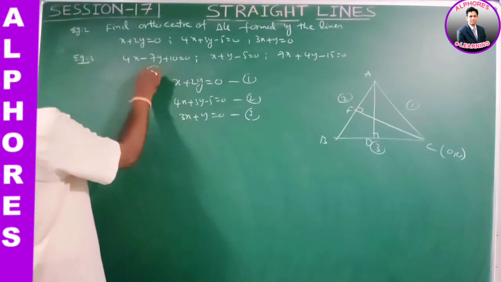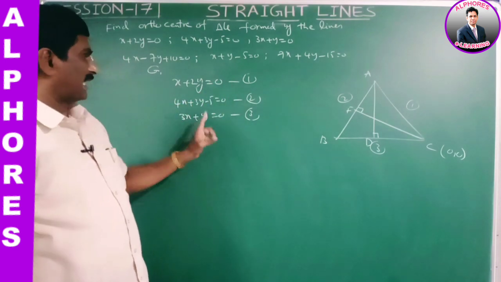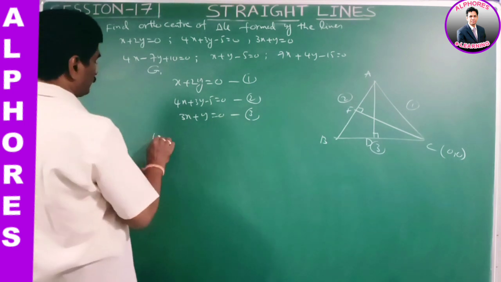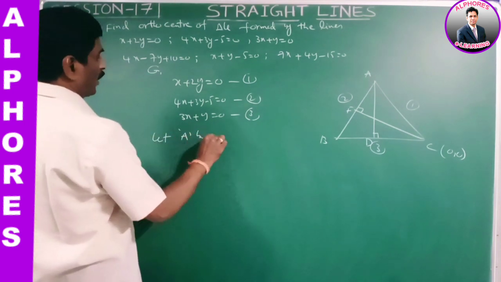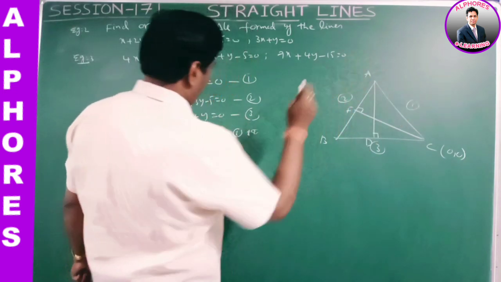Given equations: x plus 2y is equal to 0, 4x plus 3y minus 5 is equal to 0, 3x plus y is equal to 0. Let A be the point of intersection of the lines 1 and 2. By solving 1 and 2, we get A.